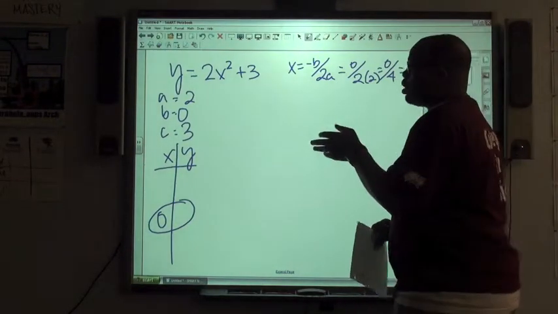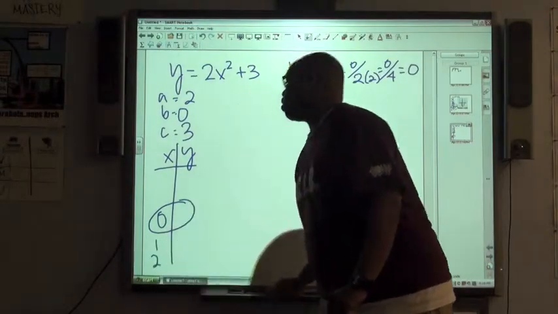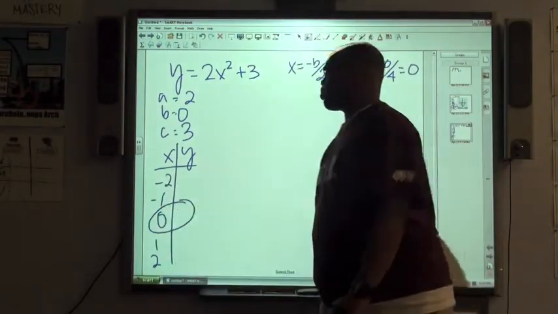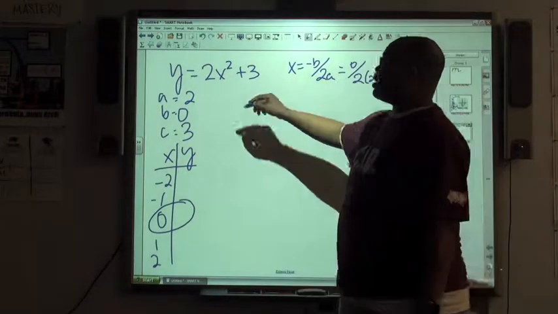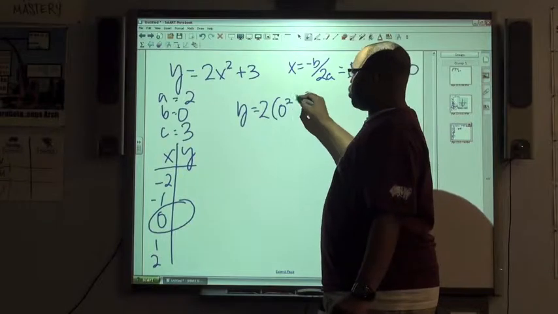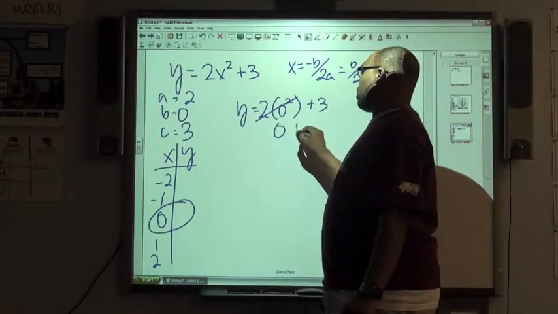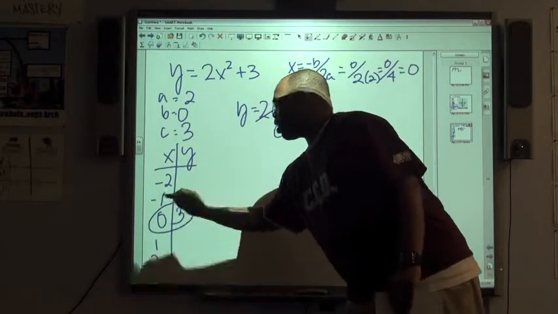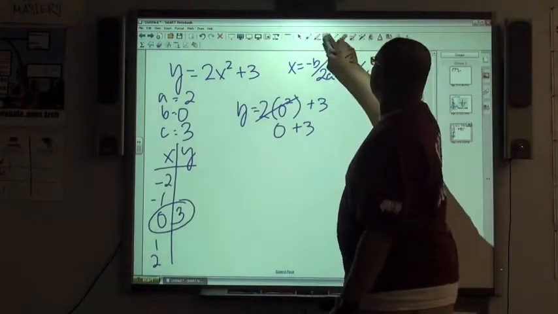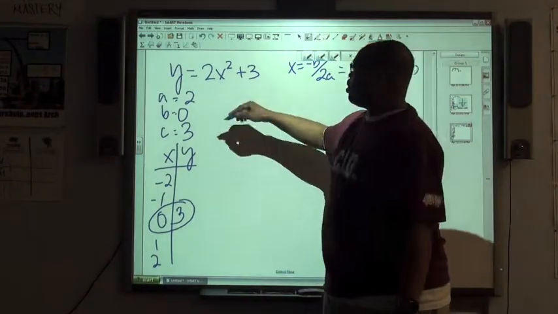I'm going to pick 2 integers that are greater than 0, 1 and 2, and 2 that are smaller than 0, negative 1 and negative 2. If I plug 0 in, I'm going to have 2 times 0 squared plus 3. Well, 2 times 0 squared is 0. And so I'm going to end up with a y value of 3 there. Let's plug in 1.